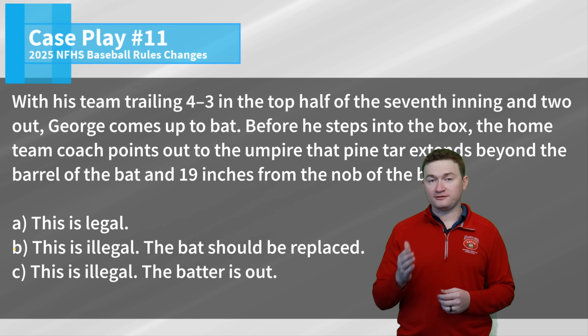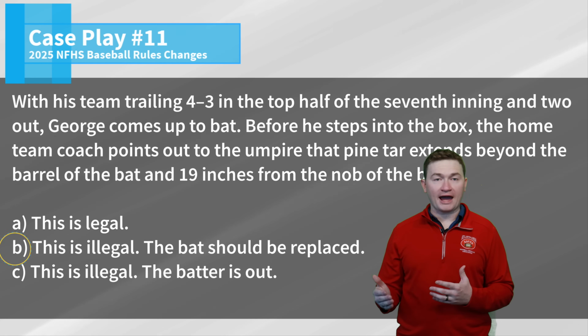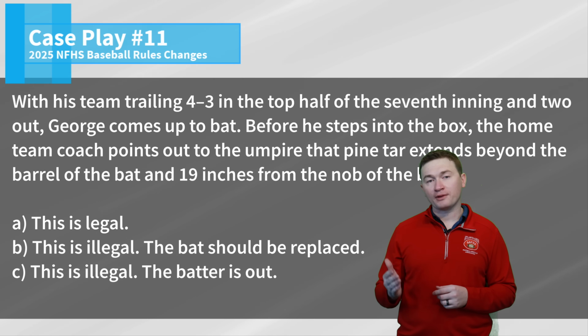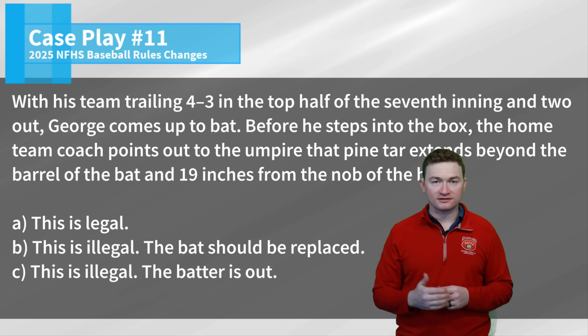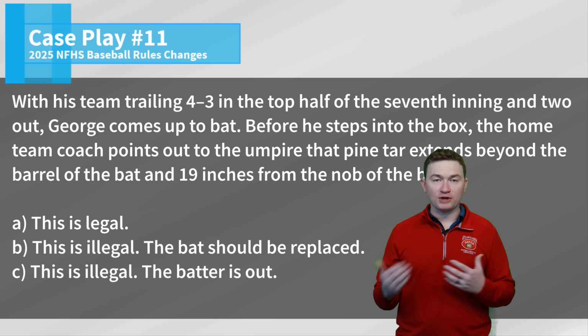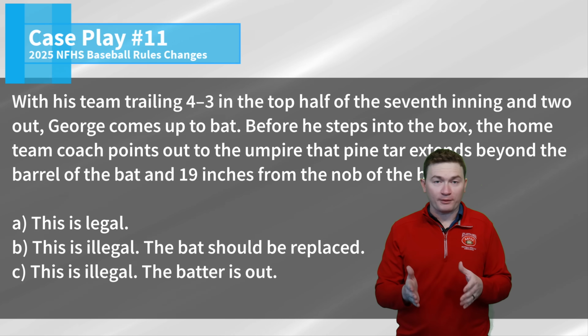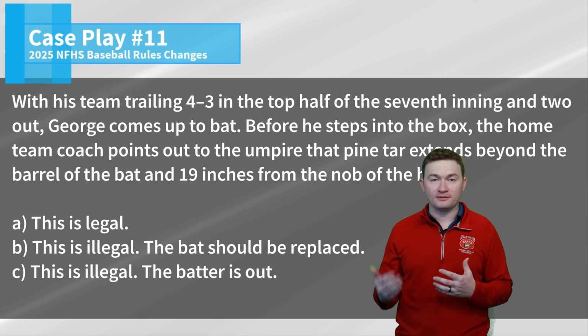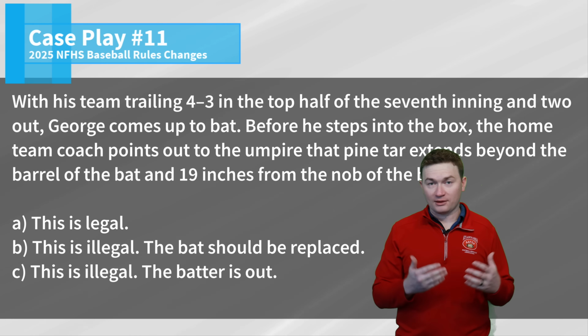The correct answer here is B. This is an illegal bat because of how the pine tar is applied, but the out penalty can only apply once the batter steps into the box. So if either team or the umpire notices it before the player steps into the box, then they simply have to ask the player to replace the bat and not use the bat that they were potentially going to bat with. Case play number 12.